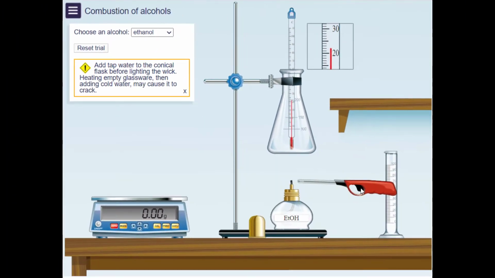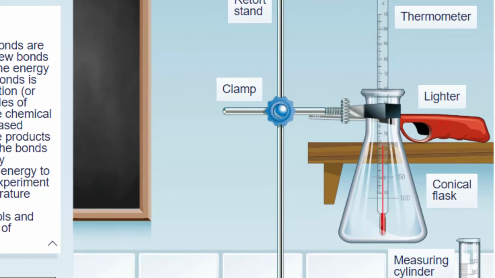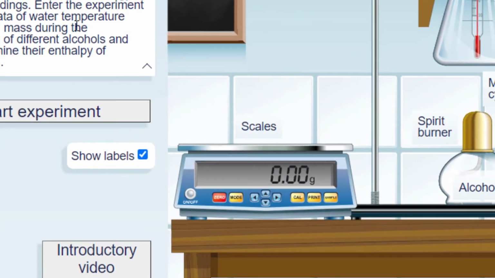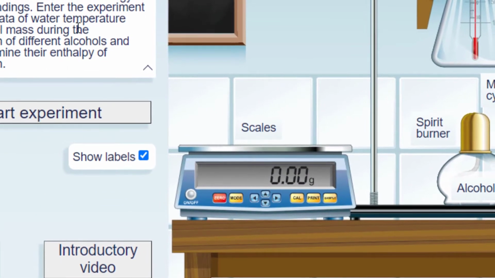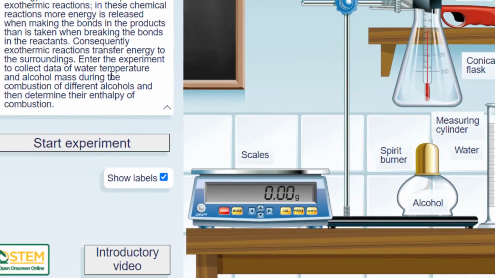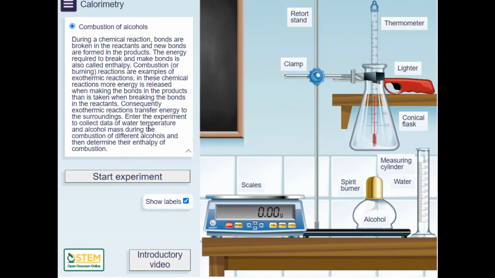Once you have collected calorimetry data from different alcohols, use the changes in water temperature and the masses of alcohol burned to calculate your experimental values for the enthalpy of combustion for each alcohol.